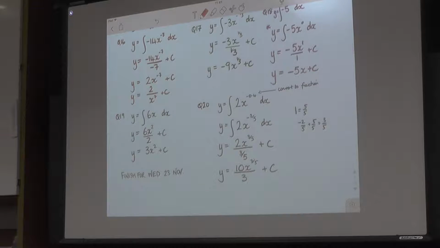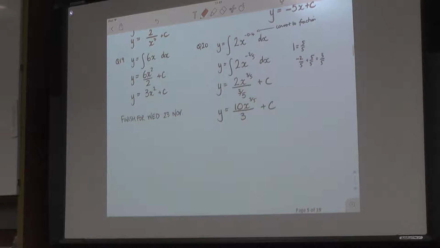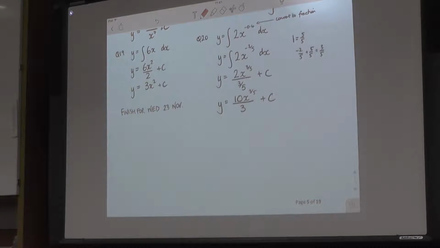Right, moving on then, looking at the last two. I've converted that to a fraction, and then it's to the minus 2/5. So minus 2/5 plus 1 is what I've done there in terms of 5 over 5. And then dividing by 3/5 is the same as multiplying by 5 and dividing by 3. And those are exam standard questions that we're looking at for integration. Happy with that? Yeah, no questions.